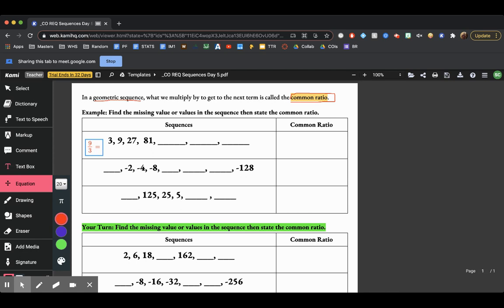When you work on this, make sure that you're using the equation tool. That way, when you click the division sign, the little line with the question mark, it can make a fraction like this. And this is the ratio, because it's from one number to the next number. So 9 divided by 3 gives me 3. Then 27 divided by 9 is going to give me 3 as well.